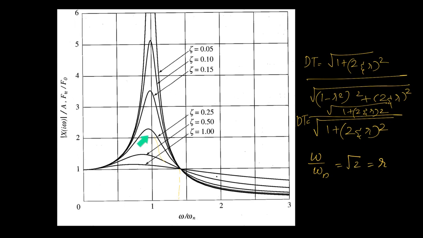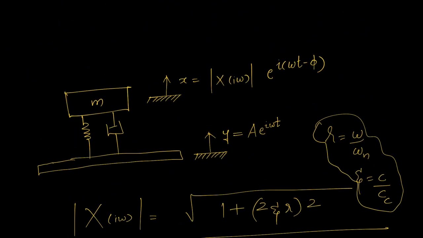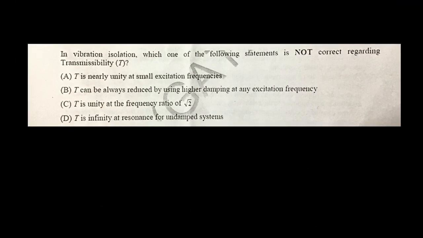So I think that's it. That's all I have to tell you about these curves for displacement transmissibility for different values of zeta and for different values of little r, which is the frequency ratio. Now let's go back and answer the question.